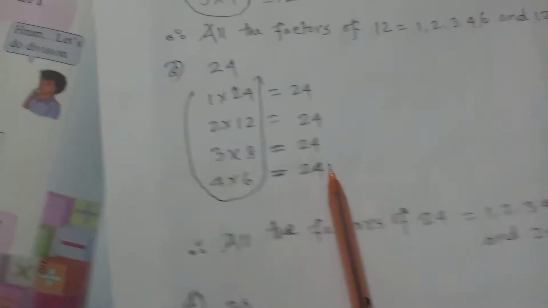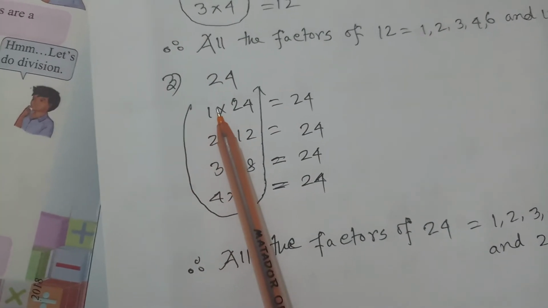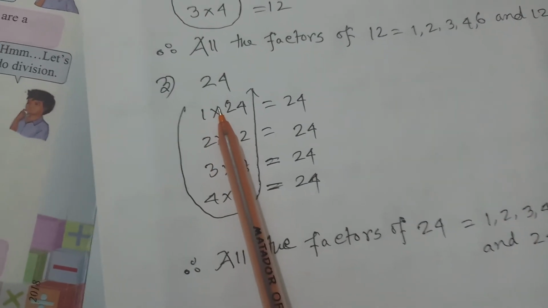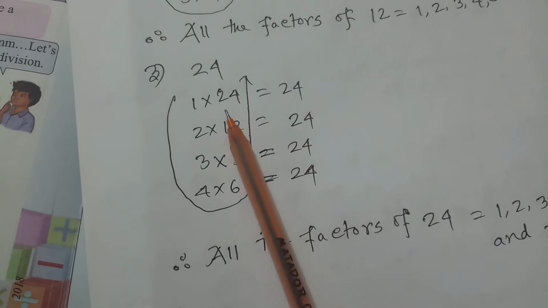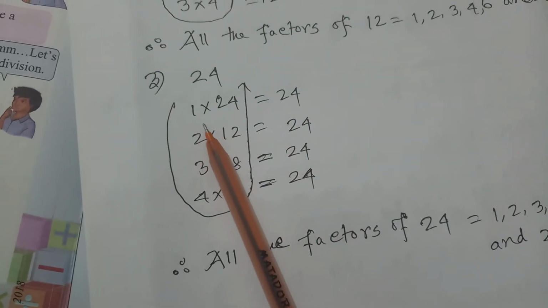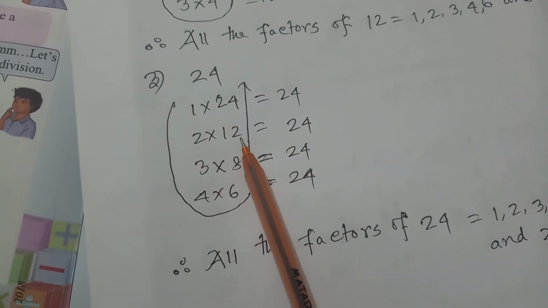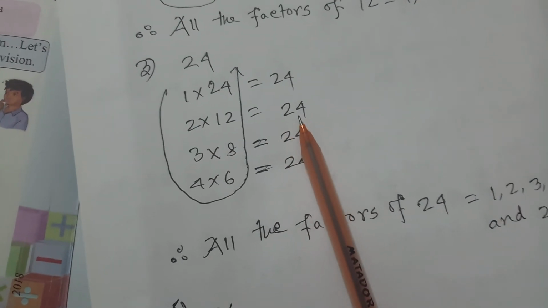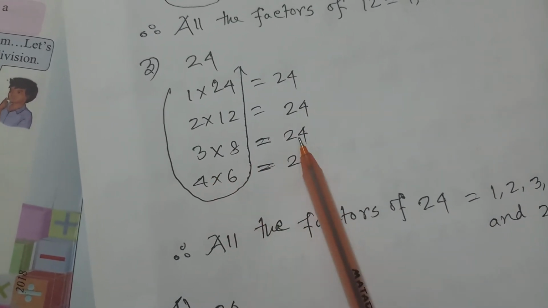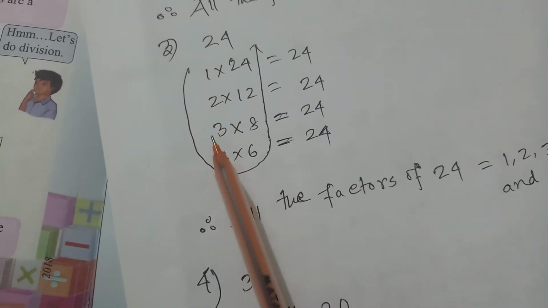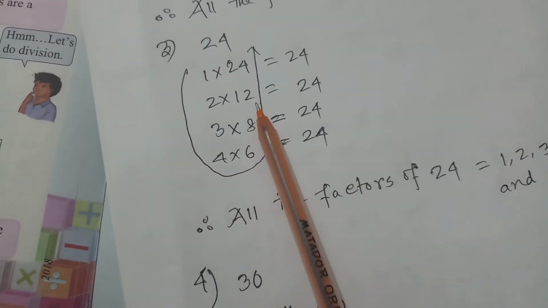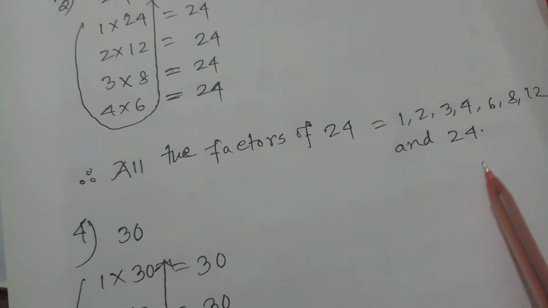Okay, number 3: given here 24. 1 into 24 equals 24. That means 24 is divisible by 1, and 2 multiplied by 12 equals 24, and 3 multiplied by 8 equals 24. 4 multiplied by 6 equals 24. So 1, 2, 3, 4, 6, 8, 12, and 24 are all the factors of 24.